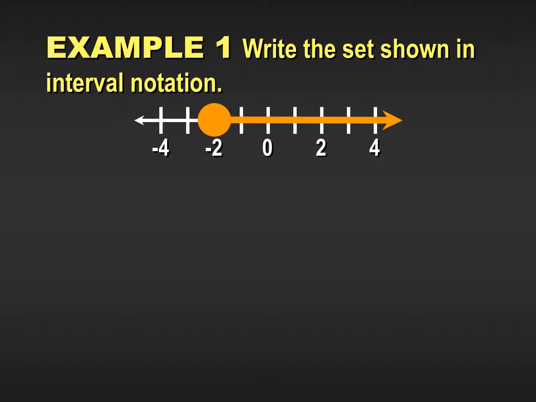It looks like we're going from -2 and it's going all the way past 4, so onwards forever. So we're going to use infinity to represent that. We're going from -2, which is closed, to infinity. And since we can't close around infinity, that's going to be a parenthesis to show that that's open going that way.